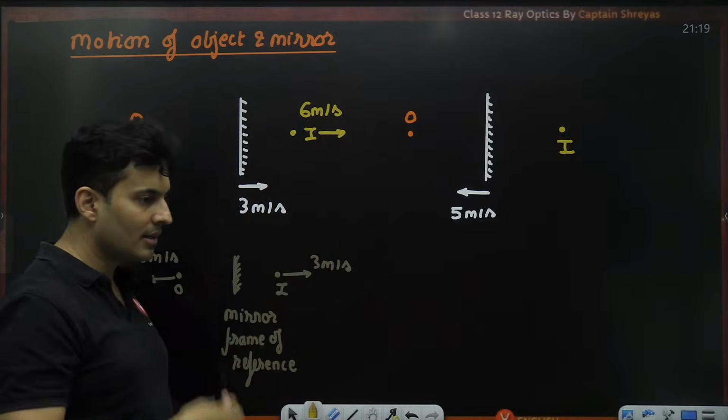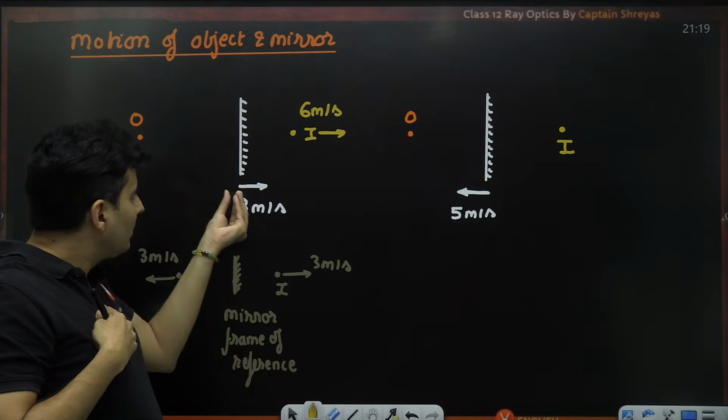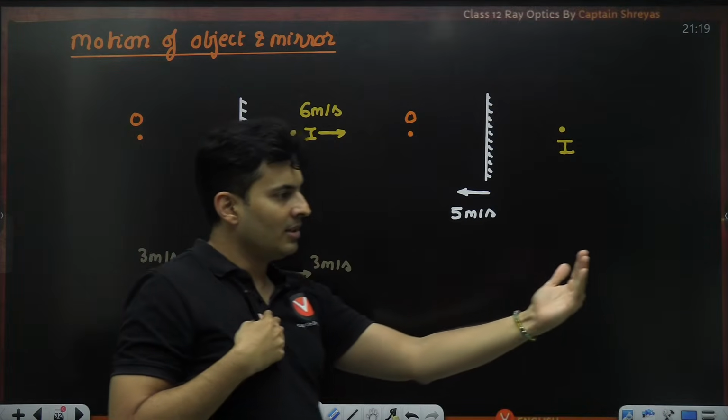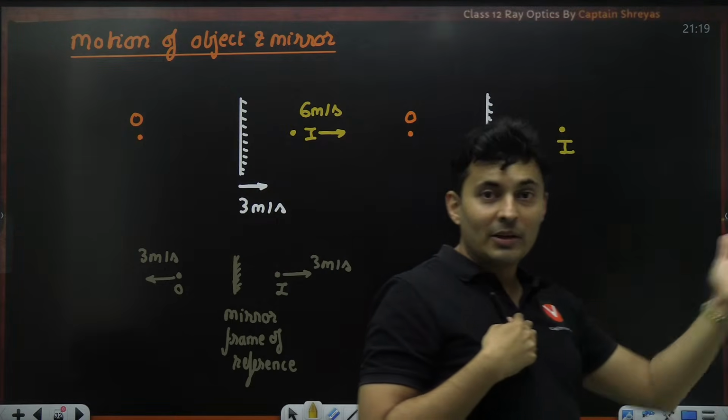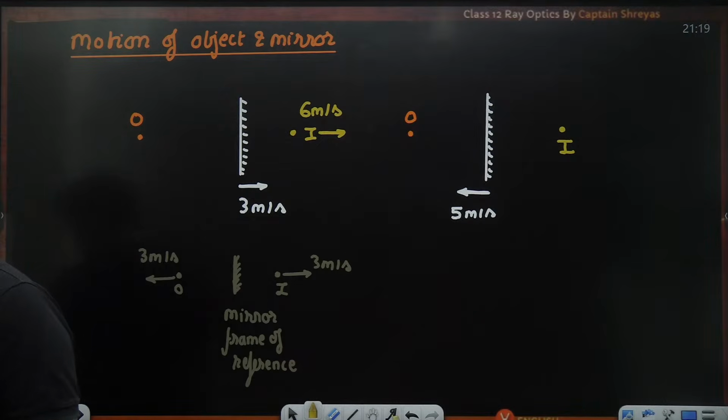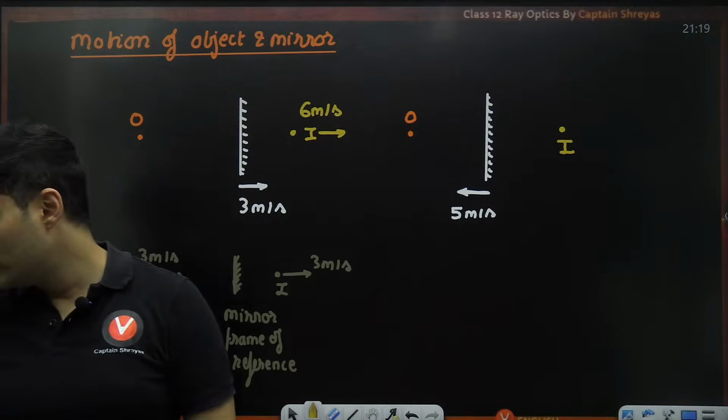This 3 and this 3. For the mirror, the image moves at 3 meters per second, but the mirror itself is moving, so it will move with faster speed for the ground frame. Got it, everyone? Yes, Rohit, that's absolutely correct.